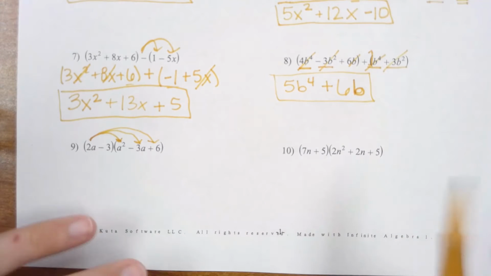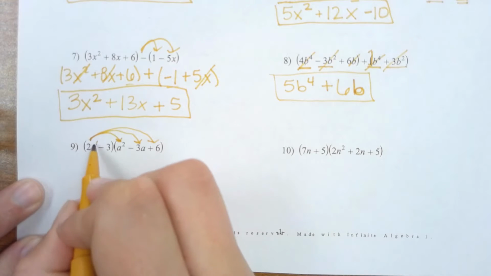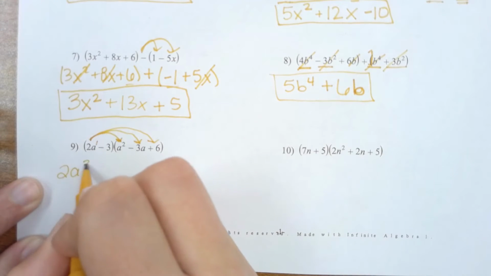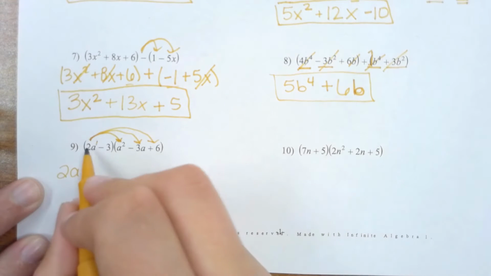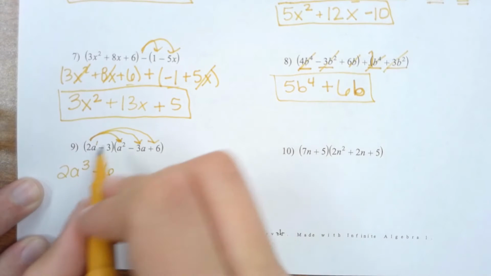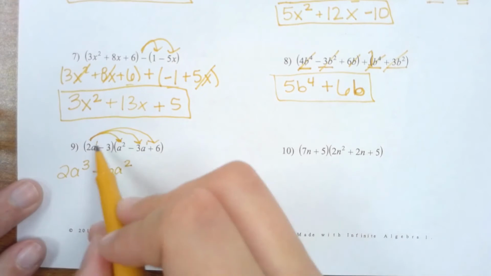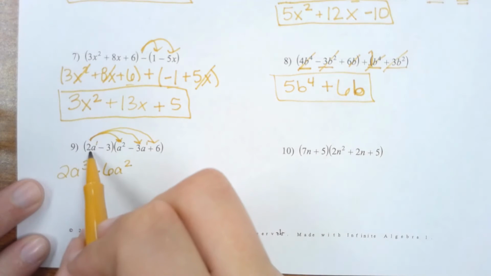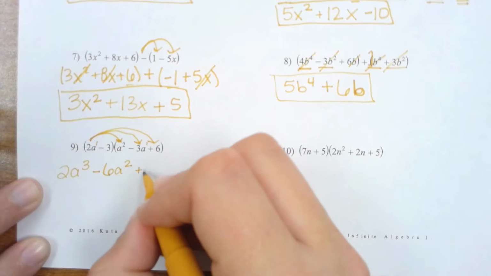Okay? So when we take 2a times a to the second, remember you're just adding your exponents, so that would be 1 plus 2, which is 3, so that would be 2a to the third. 2a times a negative 3a, so you multiply your coefficient, so 2 times a negative 3 is a negative 6, and then a to the first plus an a to the first is an a to the second, because again you're just adding your exponents and keeping the same base. And then a 2a times just a 6, you just multiply your constants, so that would give you a 12a.